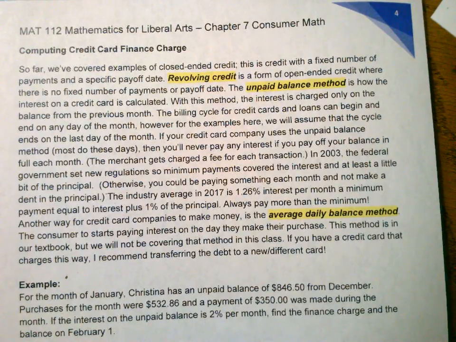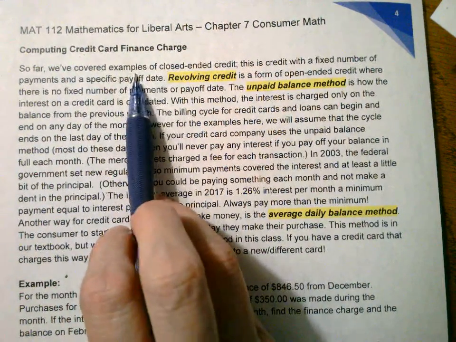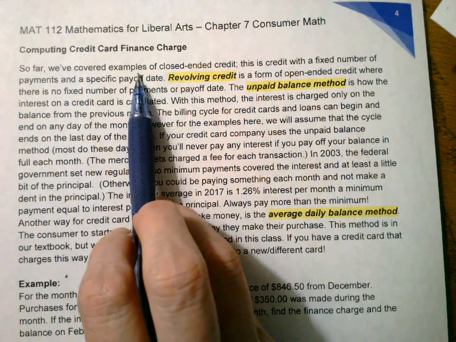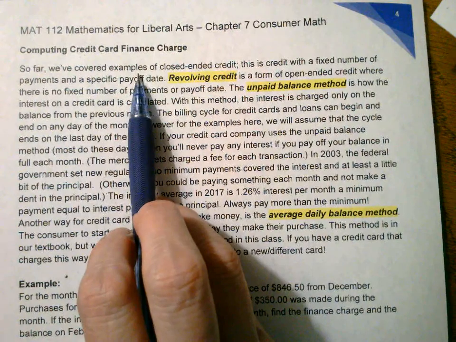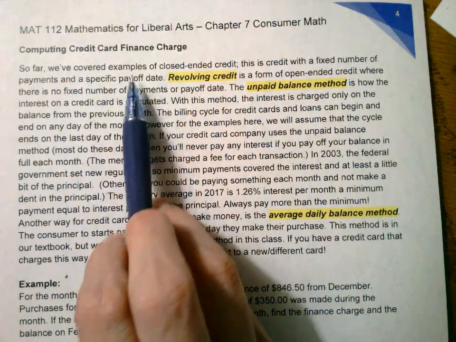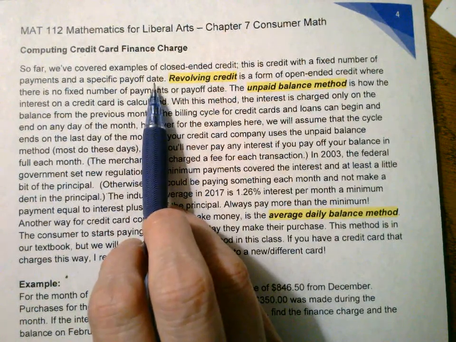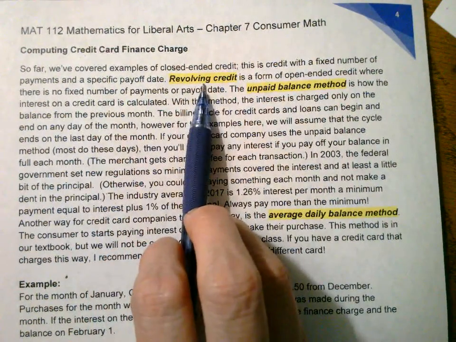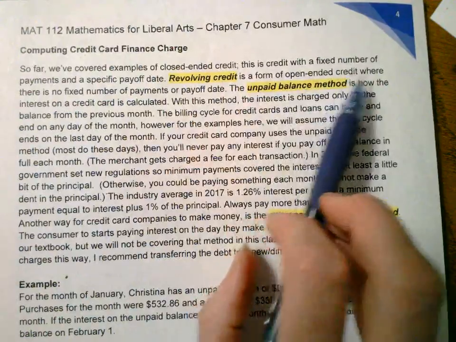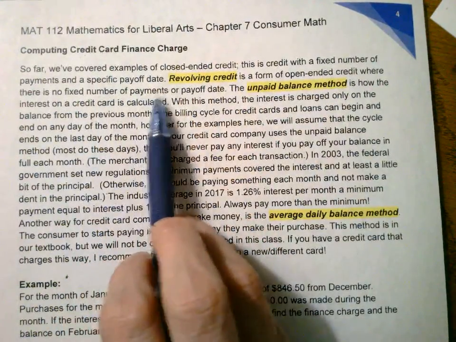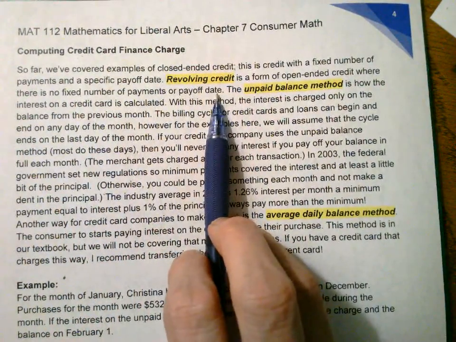All right, the last page of Chapter 7, Section 5 is about computing credit card finance. So far we've covered examples of close-ended credit. This is credit with a fixed number of payments and specific payoff dates. Okay, credit cards aren't like that. They're revolving credit. It's a form of open-ended credit where there is no fixed number of payments or payoff date.